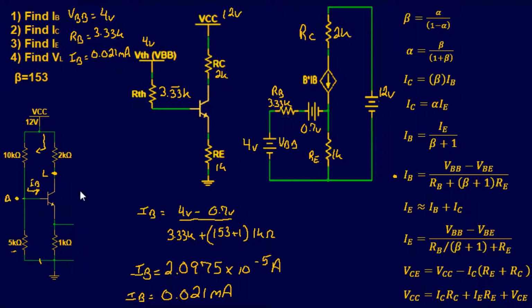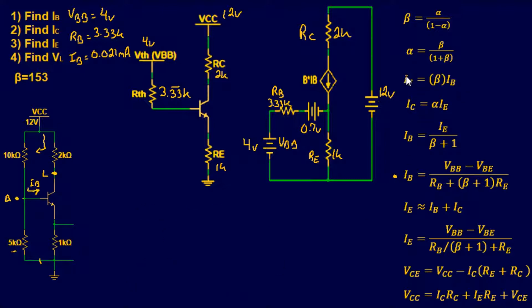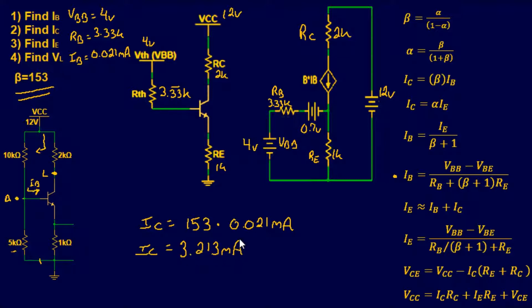I'm going to erase this down here. Beta and the current. Now we can find the collector current, which is that guy right there. So it's going to be IC equals 153 multiplied times 0.021 milliamps. That's a very simple plug and chug one. Put that in our calculator. This is 3.213 milliamps. Okay, so now we have our collector current, 3.213 milliamps.